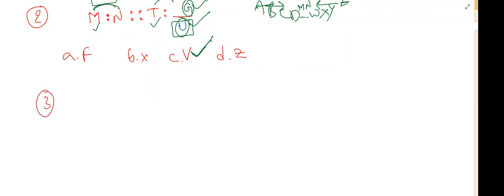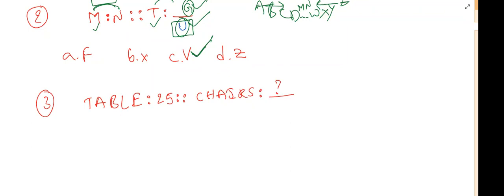Okay, can I give a question based on letter and number combination? Yes, sir. Okay, then tell the logic for this. Table is written as 25. Then chairs is written as dash. Table is analogous to 25. Chairs is analogous to dash. That is your question now.